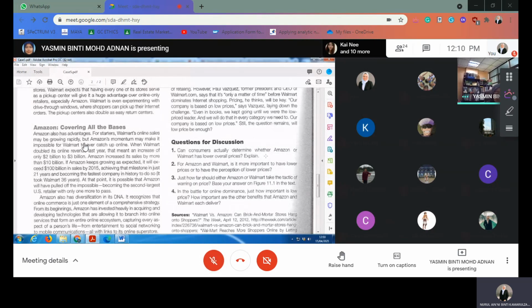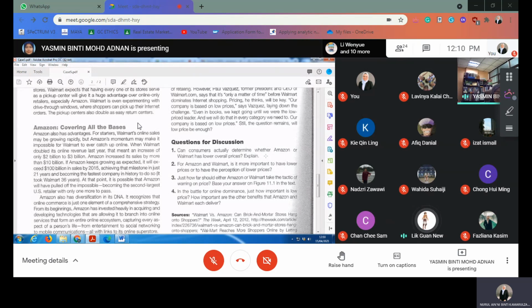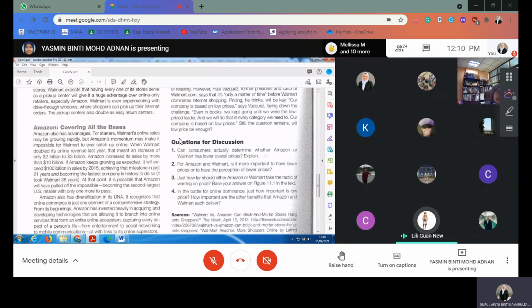Important to have lower prices or to have the perception of lower prices? What do you think for Amazon? From the point of view of a business, I think perception. Yeah, okay. You have the same thought as me. Perception of lower prices is important, right?